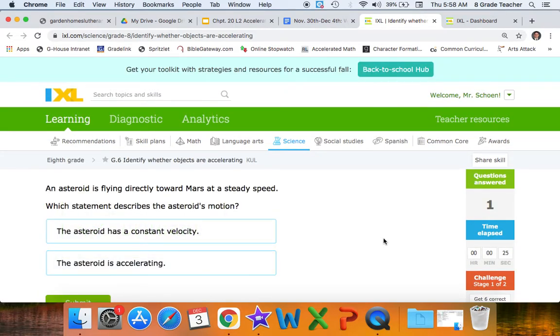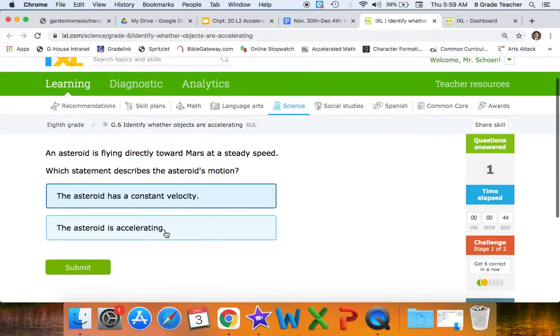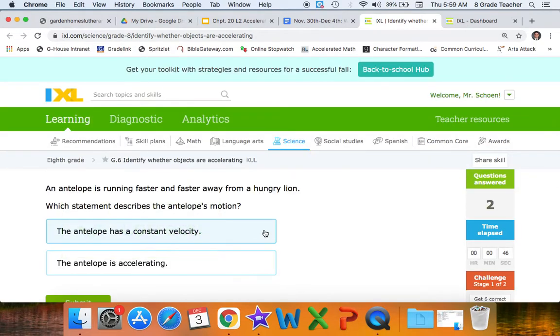An asteroid is flying directly toward Mars at a steady speed. Which statement describes the asteroid's motion? If it says it's flying at a steady speed, is it speeding up? No. Is it slowing down? No. It's going directly towards it, therefore is it changing direction? No. We answered no to all 3 of those questions. Then we'd say the asteroid has a constant velocity.